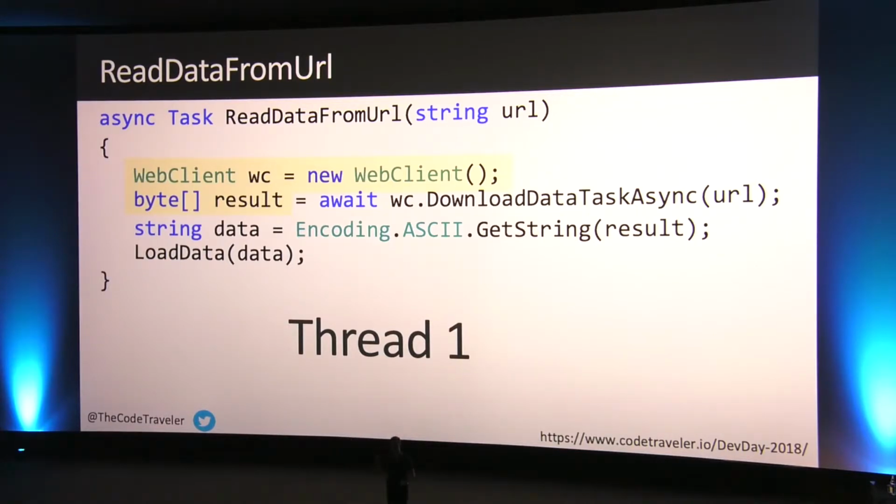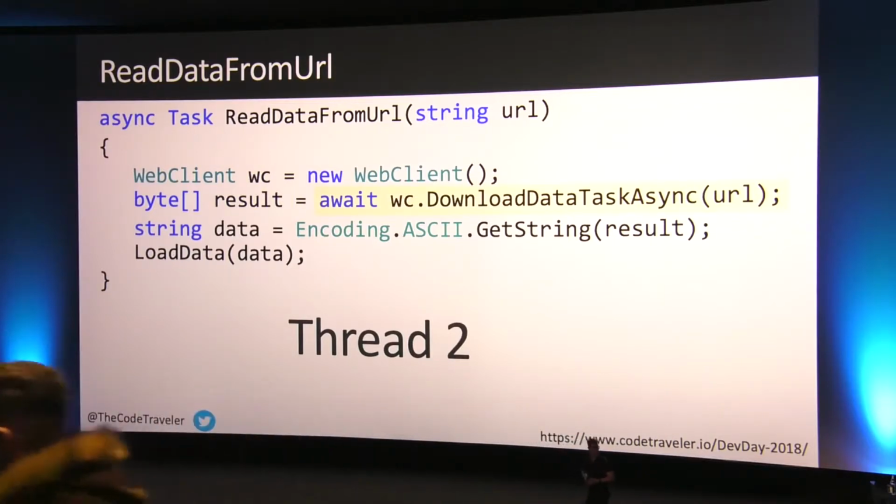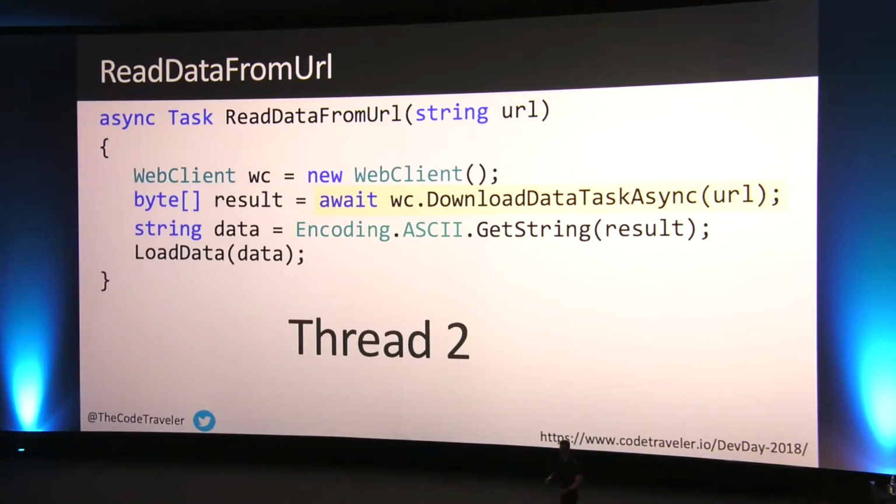runs download data task async, well, maybe that takes 5 seconds, and that means our app is essentially frozen for 5 seconds. So what do we do? Well, we say await, and a different thread, a background thread, in this case we'll call it thread 2, runs download data task async. Now, it's not always going to be thread 2. This might be thread 17. It might be thread 73. But we're calling it thread 2 for the sake of example here. And so thread 2 is actually running the download data task async method.